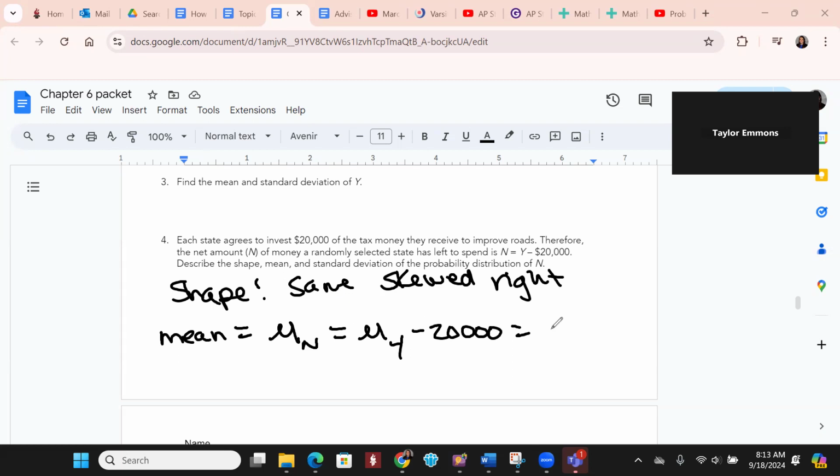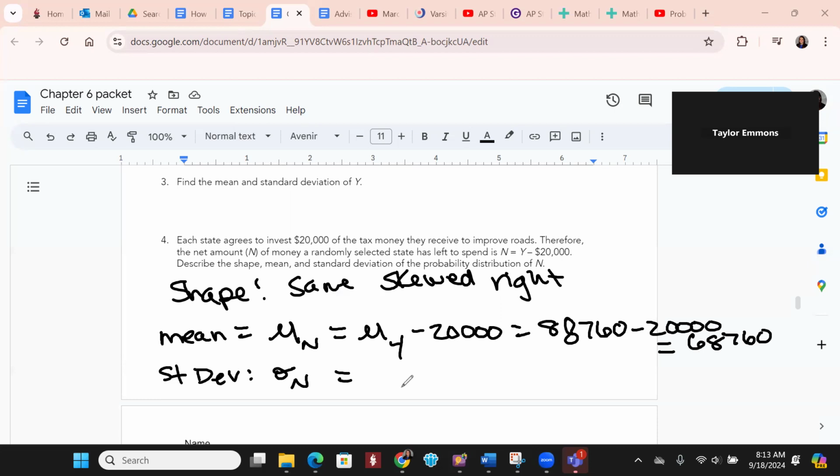So that means that from the previous problem, we found 88,760 minus 20,000. That's going to give us 68,760. For the standard deviation, since it's subtracting, remember our standard deviation stays the same from what it has been. So it's going to be equal to the standard deviation of the previous problem, which was 203,140. Okay, so these are those transformations that you learned back in like geometry or algebra.